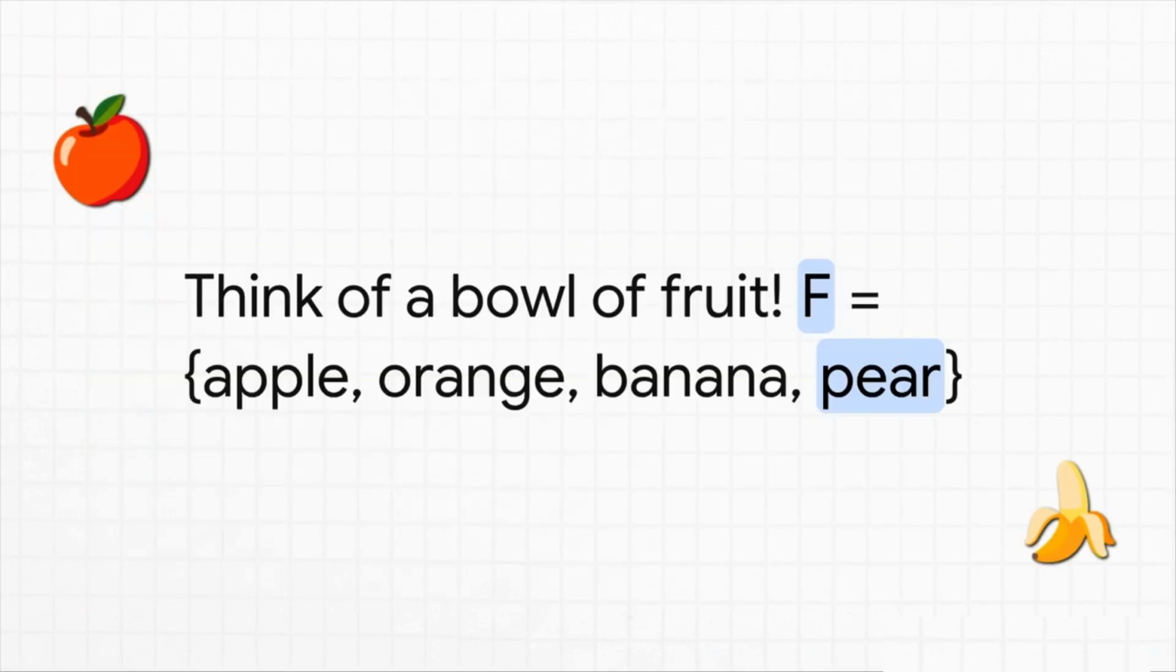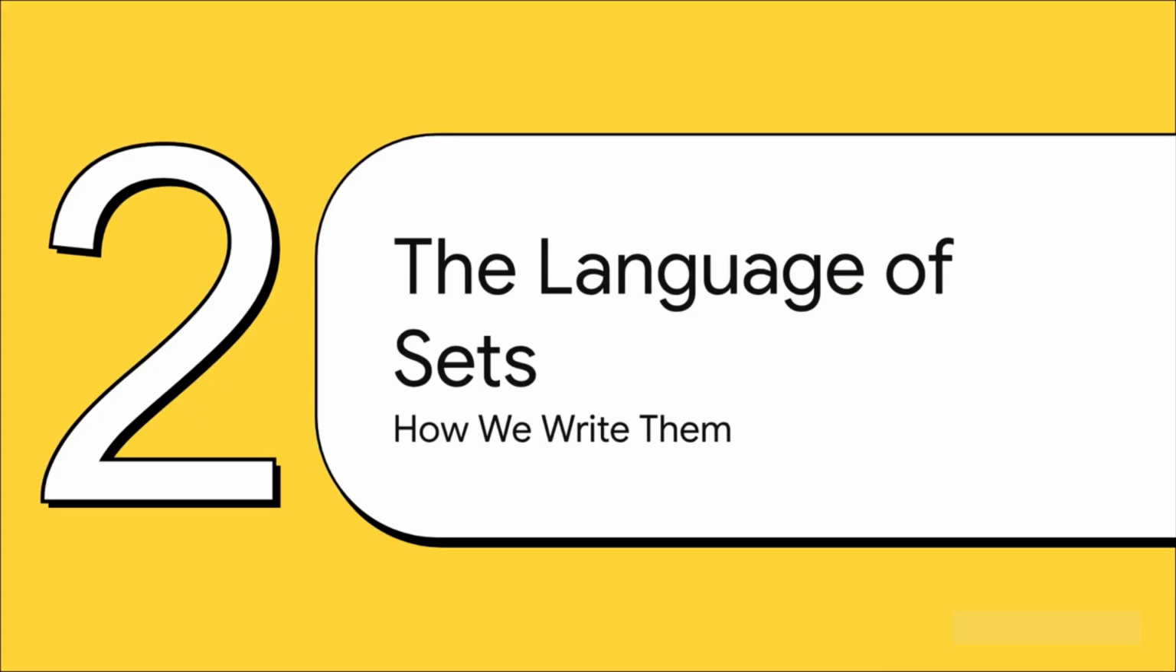To make this crystal clear, just picture a bowl of fruit. That bowl, that's your set. Let's call it set F. And what's inside? Well, those are the elements: an apple, an orange, a banana, and a pear. We can say for sure that a pear is in the set, right? And we can say for sure that a screwdriver is not. See? Simple.